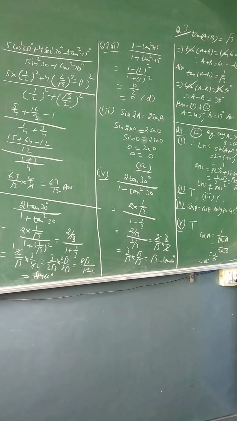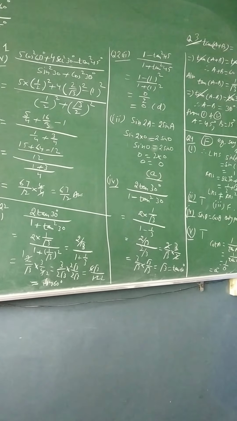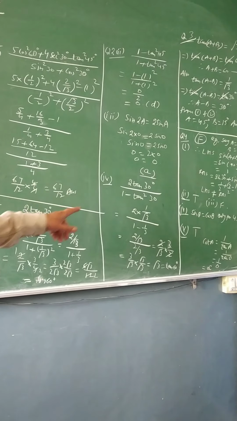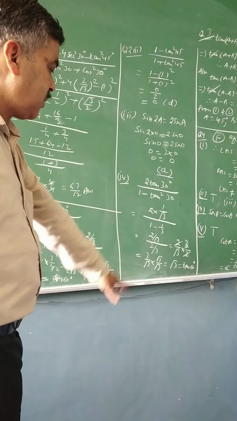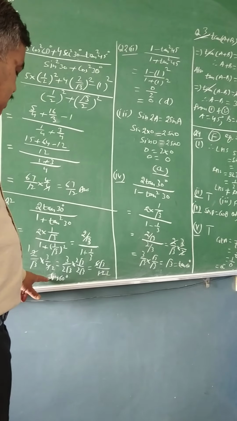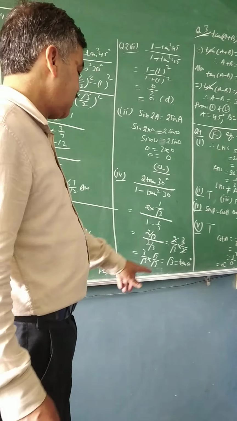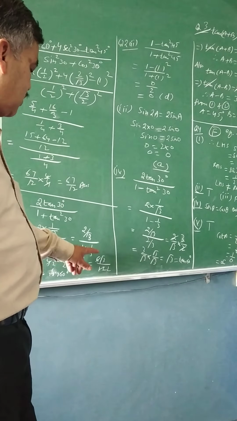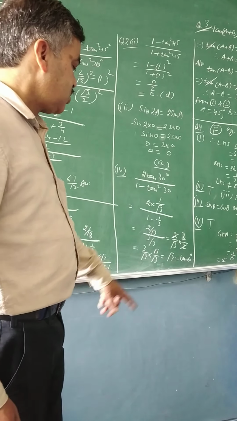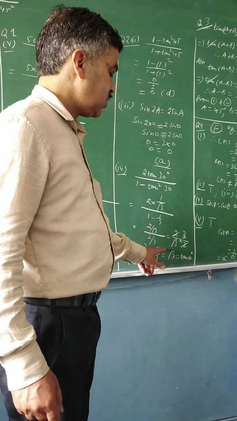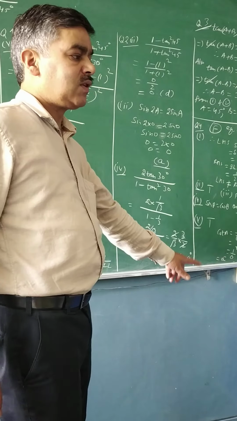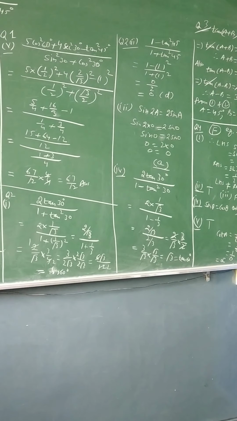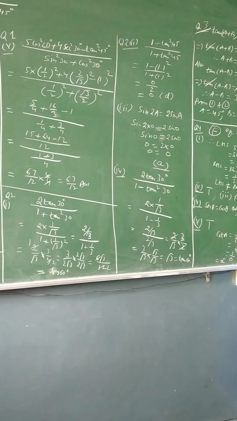Then fourth part, 2 tangent 30 upon 1 minus tangent square 30. So the difference between the first and the fourth part probably is of sign. So repeat the process. There you reached at sin 60. Here you will reach at tangent 60 because the calculation there was root 3 upon 2. So here it is coming only root 3. So you know root 3 is the value of tangent 60. So out of 4 options, your correct option is C, that is tangent 60.